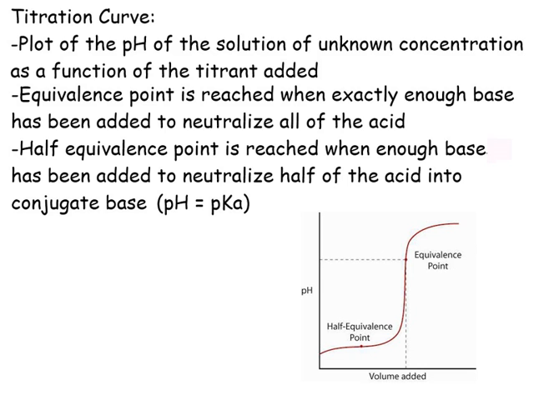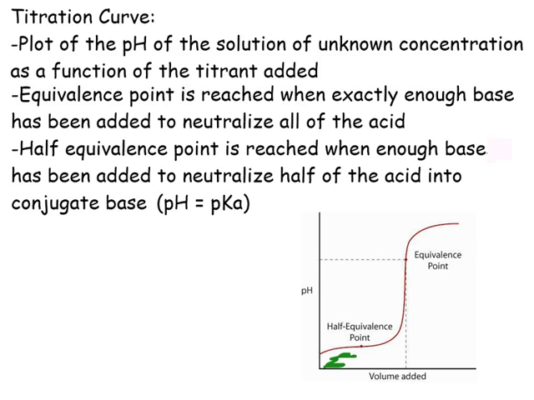So yeah, I know. Okay, so let's go over titration curves. It's just a plot of the pH of the solution of unknown concentration as a function of the titrant added. So initially, in my example with the hydrofluoric acid and sodium hydroxide, it starts off with a low pH because I didn't add any base, right? So low pH, but after I add some base, it gets higher and higher until it reaches the equivalence point.